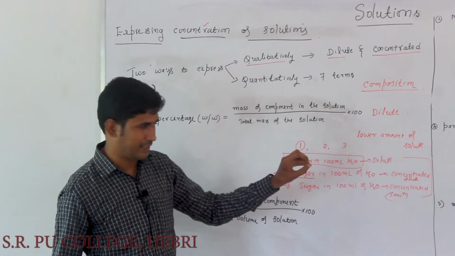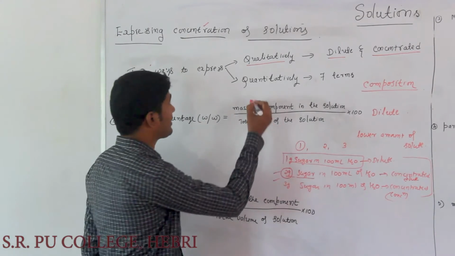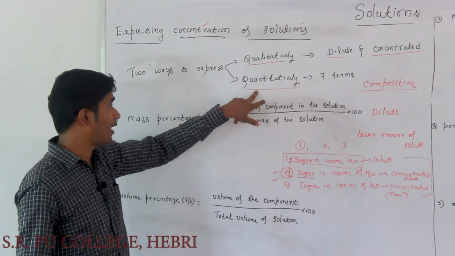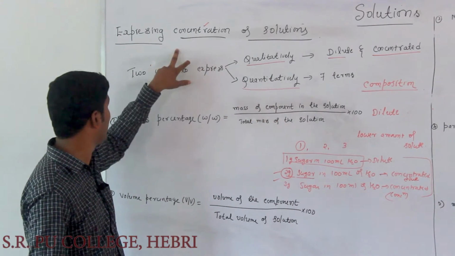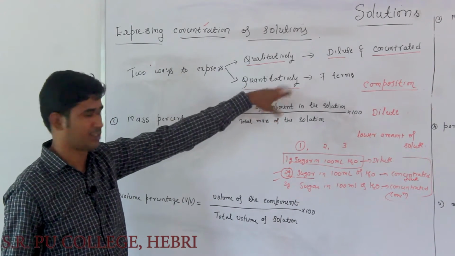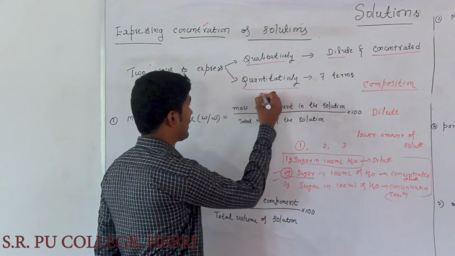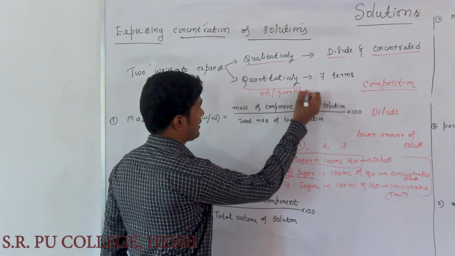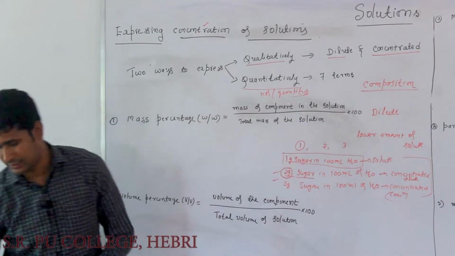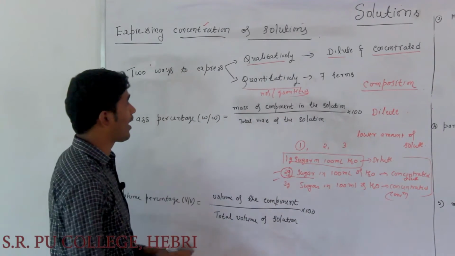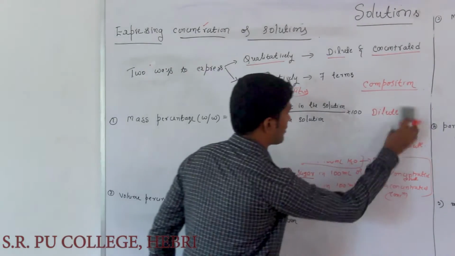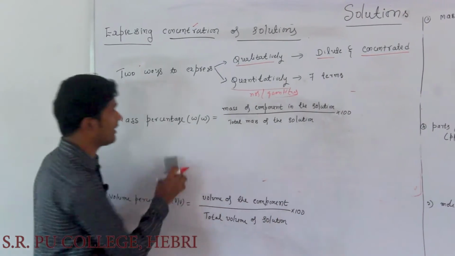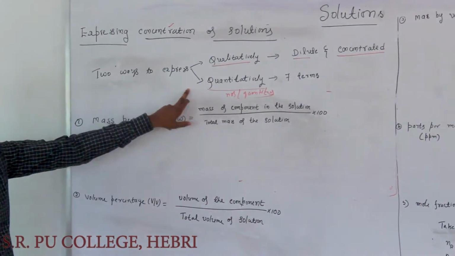So in order to avoid this, we use quantitative terms to express the concentration of solution. Quantitative terms deal with numbers or quantities. Now let us see these quantitatively expressed concentration terms. There are 7 concentration terms.